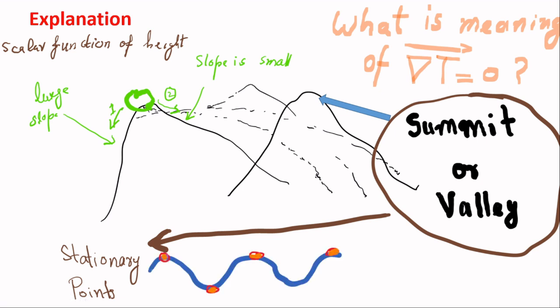So if you have this scalar function in this way, these points represent the summits, and these points represent the valleys. So here the change of T is 0.